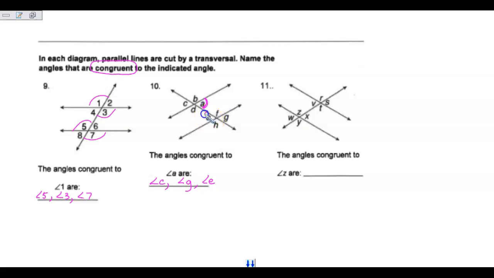Angle A and angle E are alternate interior angles. They are congruent. Angle A is vertical to angle C, so those are congruent. And same side corresponding angles, angle A and angle G, are also congruent. Okay, look at number 11 and do number 11, please. You should have picked angles Y, R, and T.